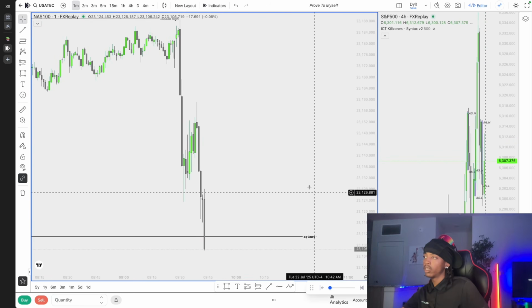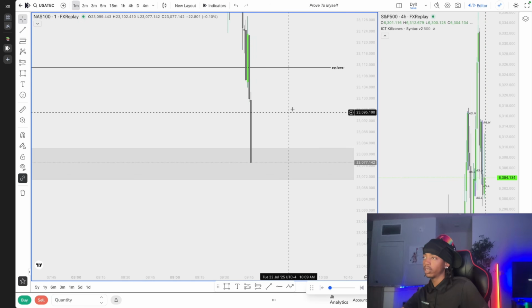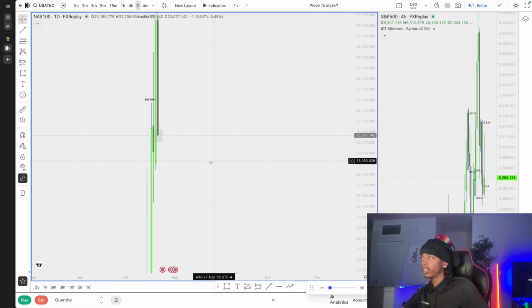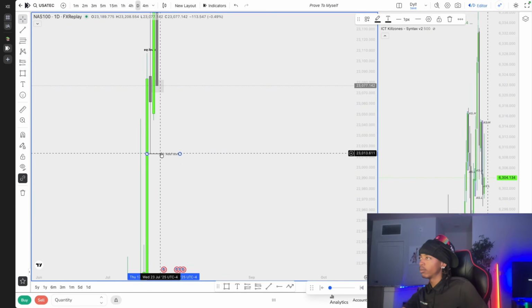Okay, equal lows taken out. Boom, just like that. Okay, holy dump day. So it looks like we're targeting that daily all of a sudden, because this is a crazy dump that we're having right now. So we have this unfilled daily.